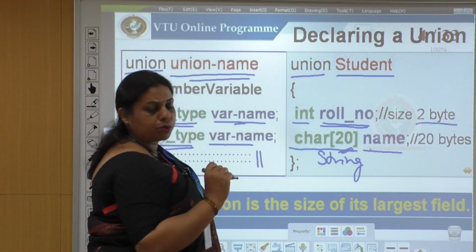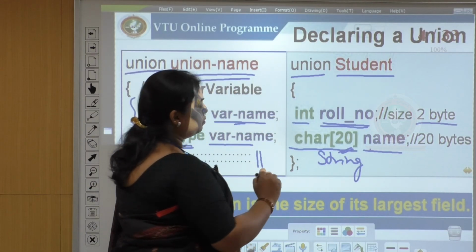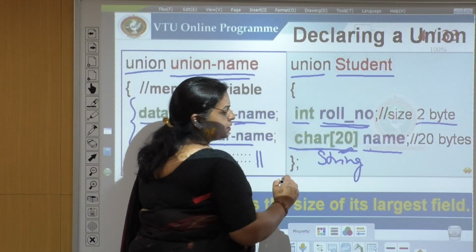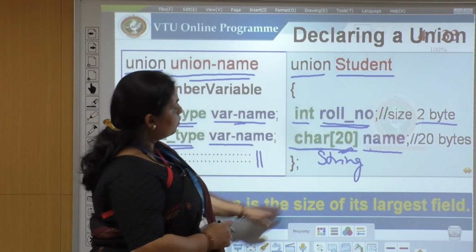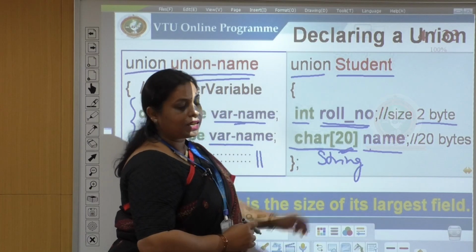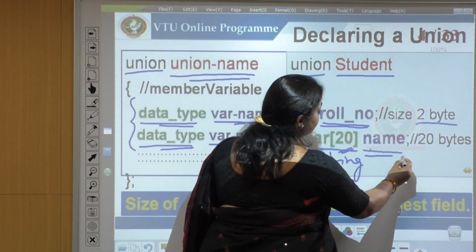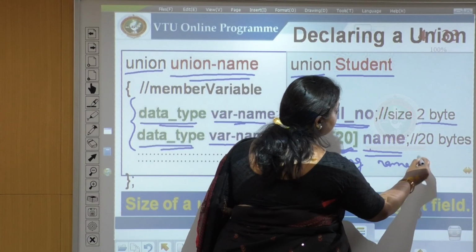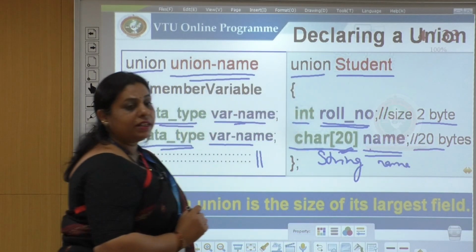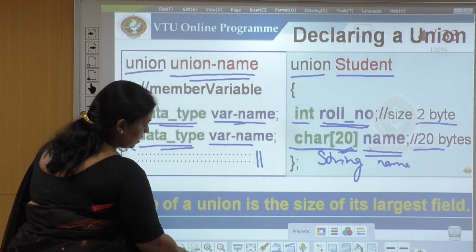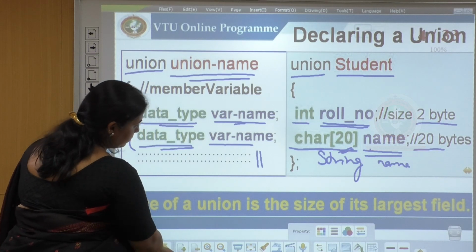To store one integer value I take 2 bytes. To store one character, I take 1 byte. How many characters am I storing here? 20 characters. That's why the size of the name is 20 bytes. So you should remember what I said in the previous slide.